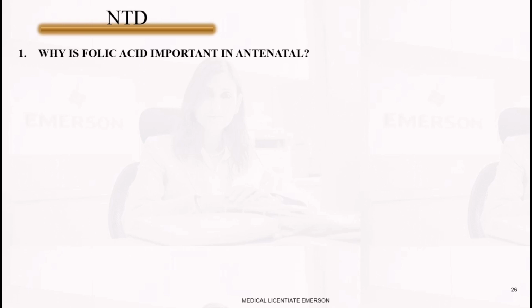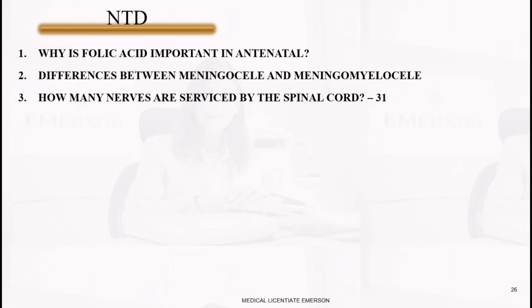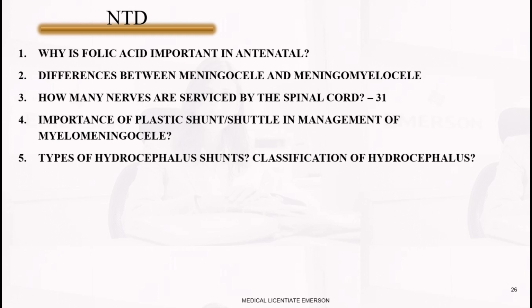The neural tube defects, then the question is, why is folic acid important in antenatal care? The famous question which is being asked in neural tube defects. Then differences between meningocele and meningomyelocele. Then how many nerves are serviced by the spinal cord? Importance of a plastic shunt in management of myelomeningocele. Then types of hydrocephalus shunts that you know, and the classification of hydrocephalus. Of course, this is the most common thing which is seen.